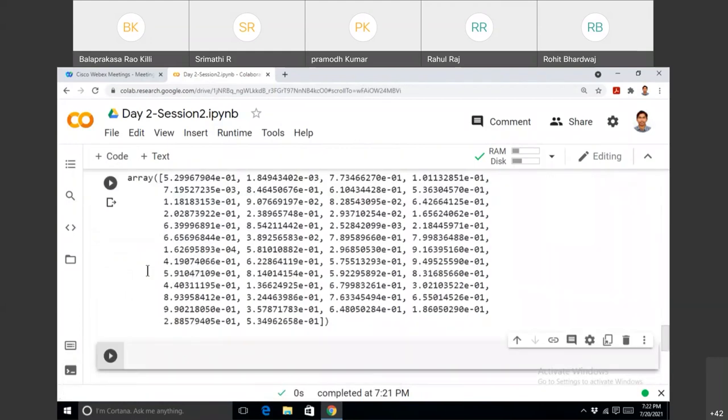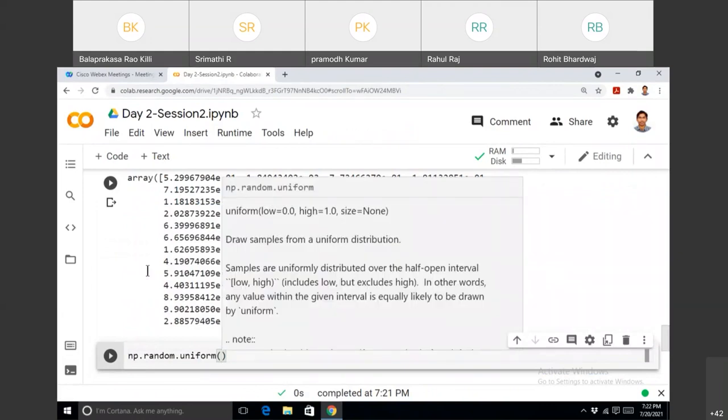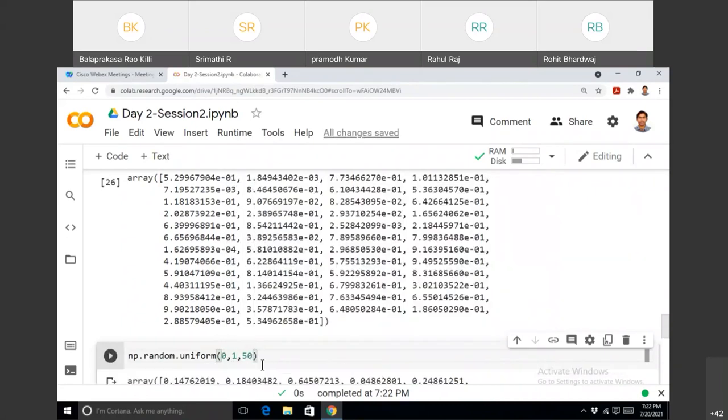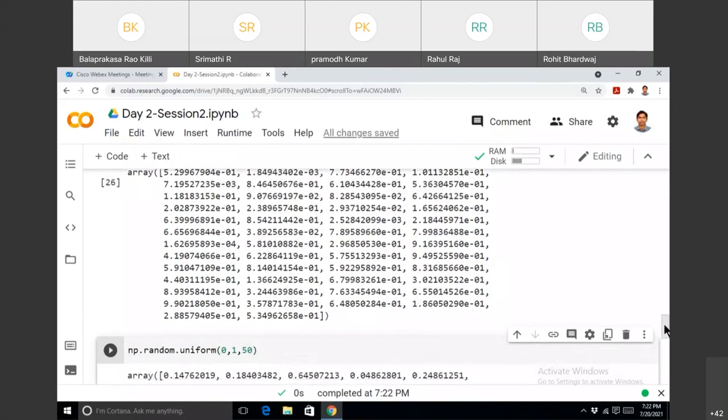So now let me tell other commands. np.random.uniform. I think uniform is there. So it will generate uniform numbers, that means uniform distribution. I hope it was discussed. So it will generate numbers using uniform distribution. You see, these are the parameters, low and high, so numbers between 0 and 1, you can give 0 and 1, 50 samples. So now the elements will be generated using a uniform distribution.